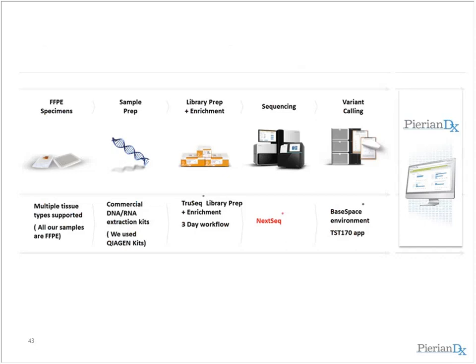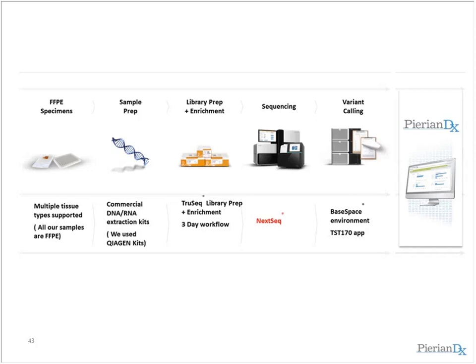All our samples were FFPE samples. We had a microdissection for DNA and RNA isolation. We used QIAGEN kits for the DNA and RNA isolation, which has worked very well in the past for NGS assays. The library prep was pretty much from the box. We used NextSeq for sequencing, and the initial variant calling was on BaseSpace with the TST-170 app, and we are collaborating with PierianDx to create a template and architecture for reporting of all these variants.